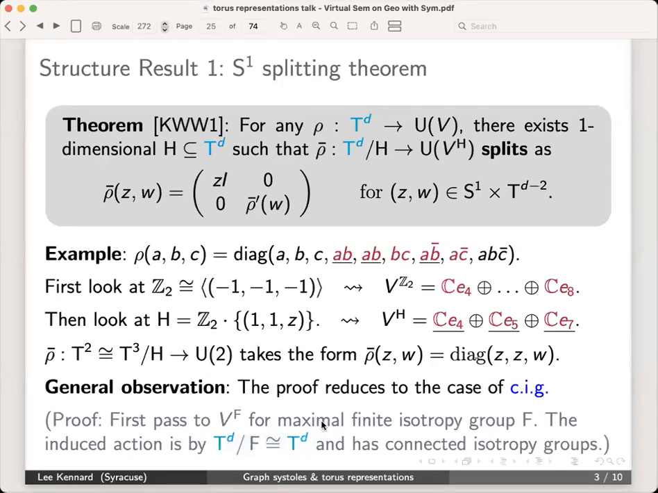Because this was a maximal finite isotropy group, you can prove that this induced action has connected isotropy groups. So now you still have to prove the theorem in that special case, but this was how we proved the splitting theorem, by restricting to this special case. And what's nice about this is that this connected isotropy groups condition is very restrictive. I'm going to talk about it now.